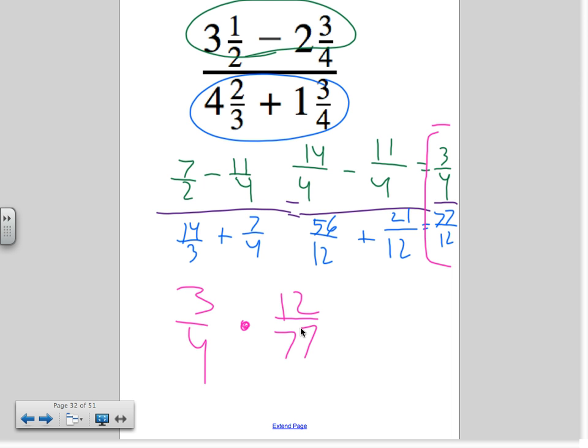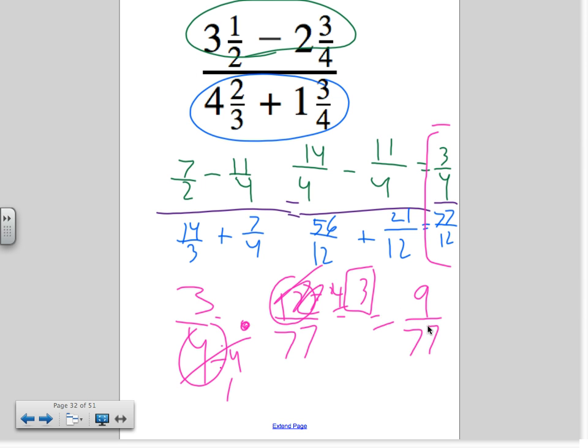Okay. Now, at this stage, who would like to take 3 times 12 and then 4 times 77? No. What would you do? Simplify. Here's a 12 and a 4. What can we do here? If we divide each by 4, the bottom now becomes 1 and the top now becomes 3. So let's go ahead and erase that part. So the top now is just 9 over 77. And that's how we simplify the whole thing.